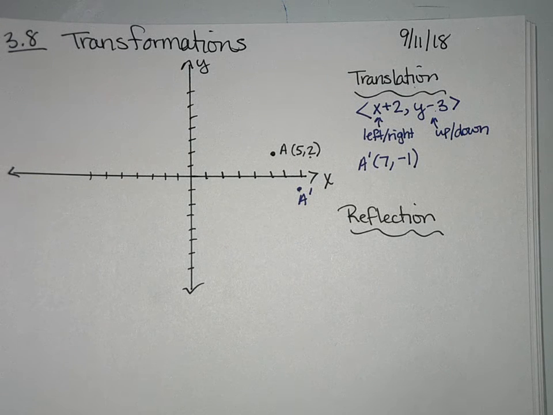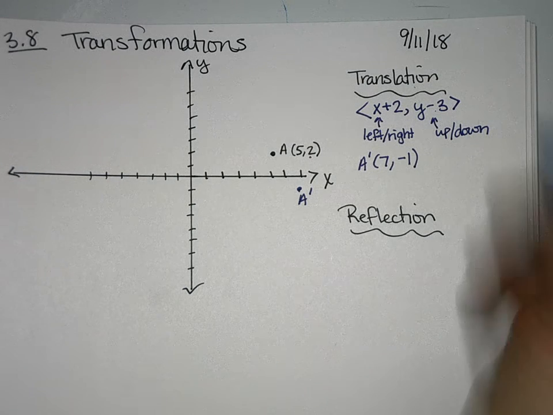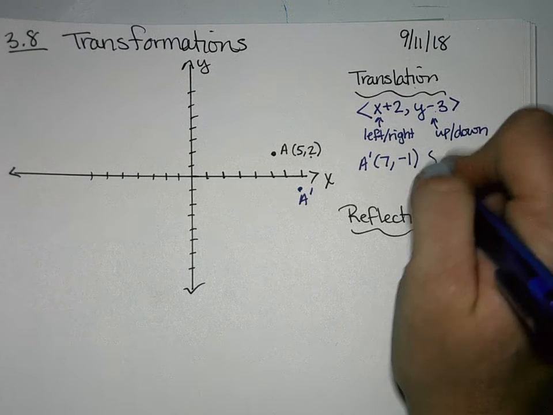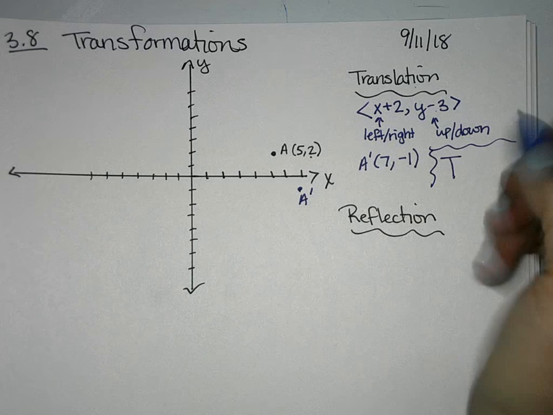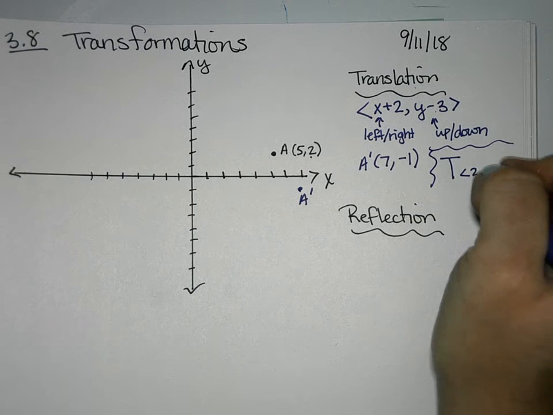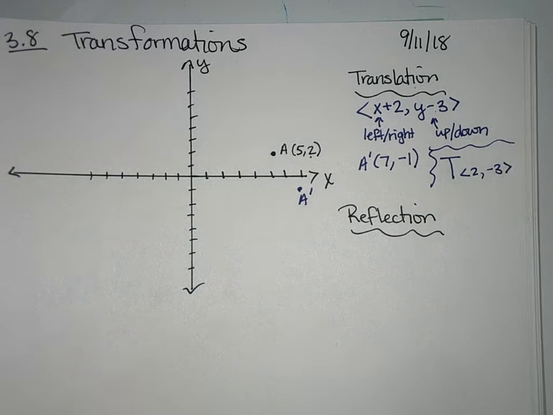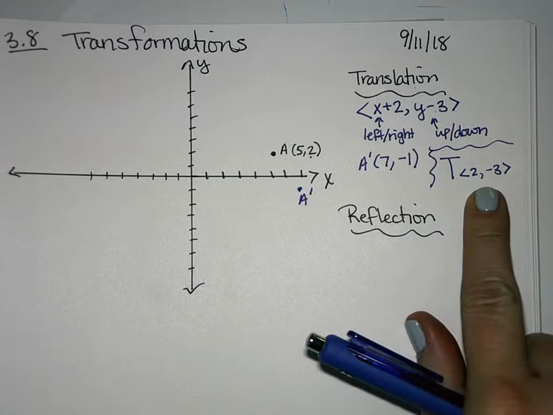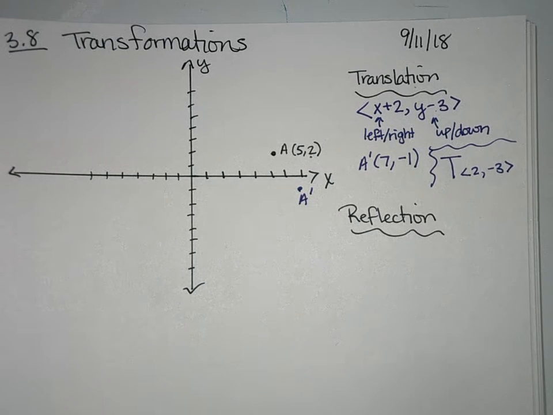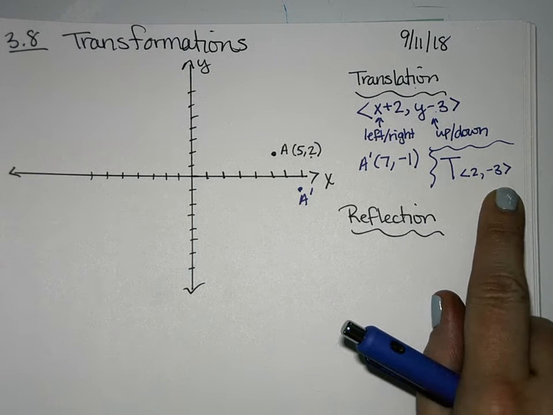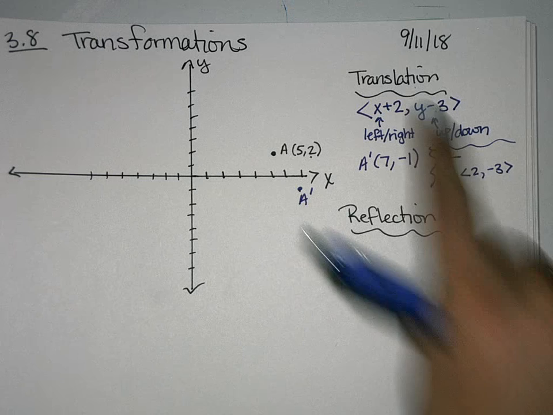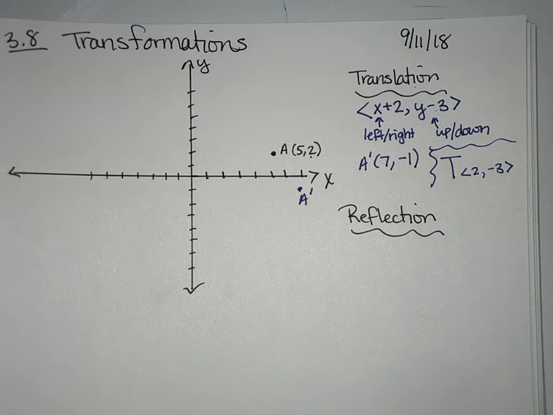Okay, that's really all there is to translations. One way that sometimes translations will look is a notation where they'll write a big T and say 2 comma negative 3. That's a shorthand way to say exactly what's written there. So this here, it's positive, so we're going to add 2 to x, subtract 3 from y. These are the same thing, just different notations for it.